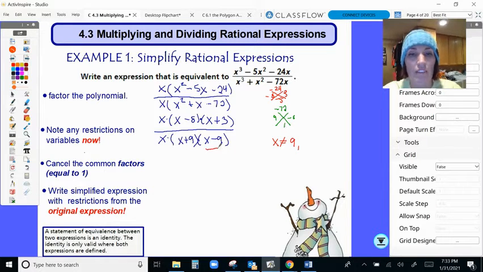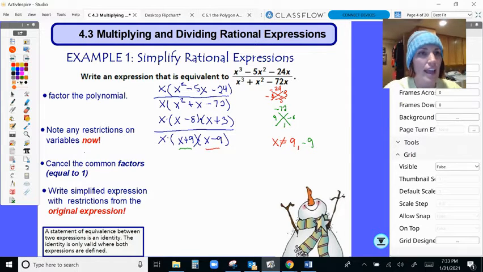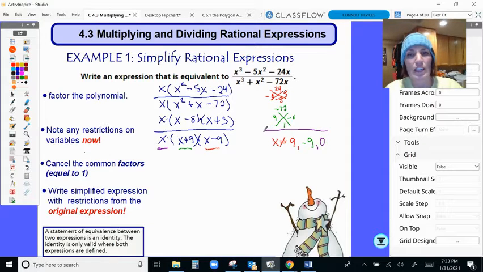My x can also not be equal to negative 9, because if I put in negative 9, negative 9 plus 9 would be 0, and 0 times all that bottom would make it 0. X can also not be equal to 0 itself, because if I plugged in 0, 0 times all that would be 0, and we'd be dividing by 0. So we have to make sure we notice any restrictions in my domain. These are restrictions in my domain.